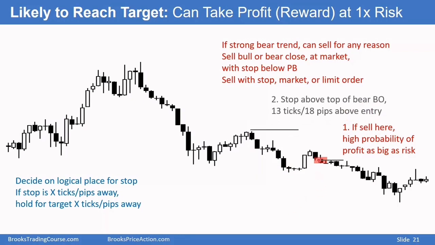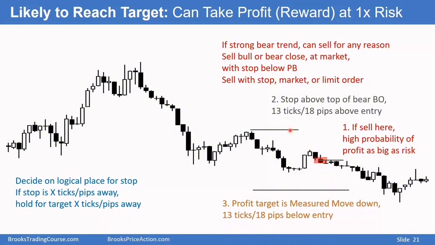High probability that the market's going to go down, and your stop is here. Let's say your stop is 13 ticks above the entry price, if it's a stock or the E-mini. On the other hand, let's say it's the Forex market and it's 18 pips above. It doesn't matter. Whatever that distance is, you're looking at a high probability trade, and therefore you can go for a profit target that is equal to your risk.